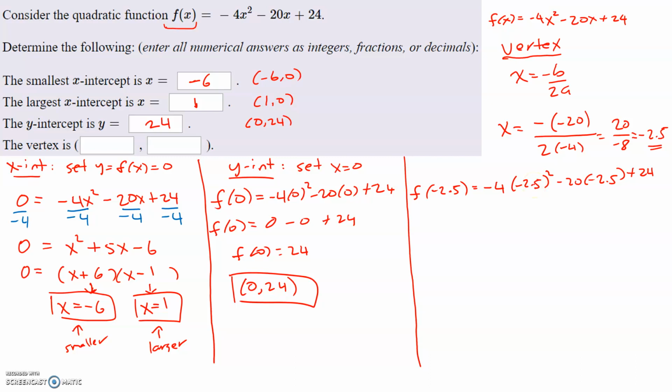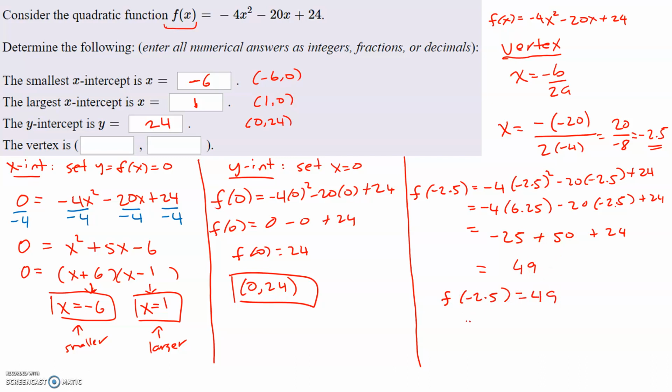First, I'm doing the exponent, which is negative 2.5 squared, and that's 6.25. So this gives me negative 4 times 6.25. I'm only doing one step at a time, so here I'm only simplifying the exponent. Minus 20 times negative 2.5 plus 24. Then I'm going to take the 6.25 and multiply that by negative 4, which gives me negative 25. Then I'm going to take the negative 20 and multiply that by negative 2.5, and that gives me a positive 50. And then I have plus 24. If I go left to right, negative 25 plus 50 is 25. And 25 plus 24 gives me 49. So this means that f of negative 2.5 equals 49, which means my vertex is negative 2.5 comma 49.